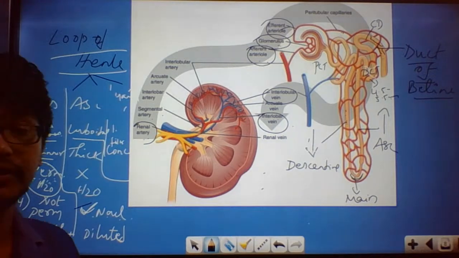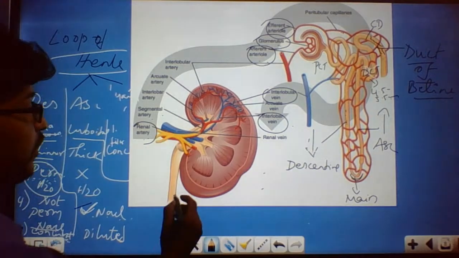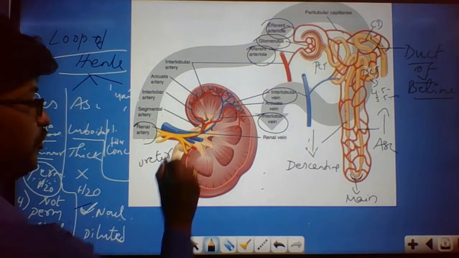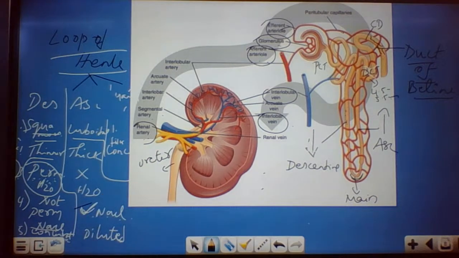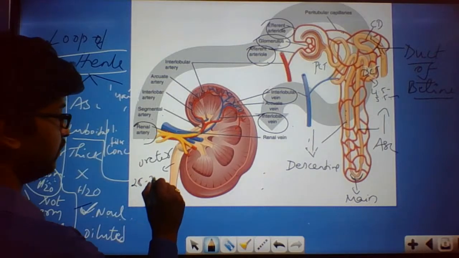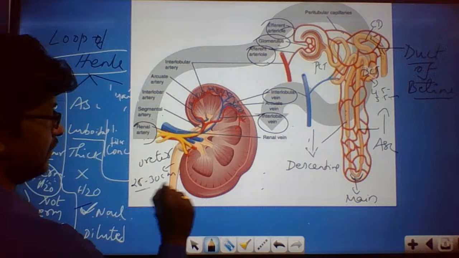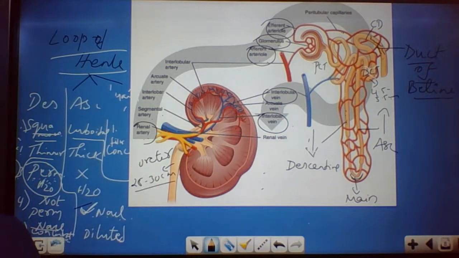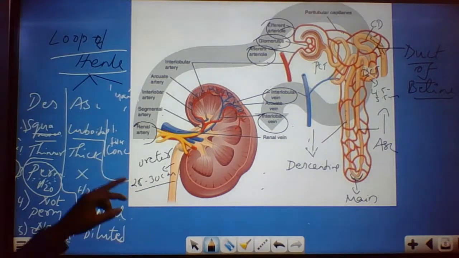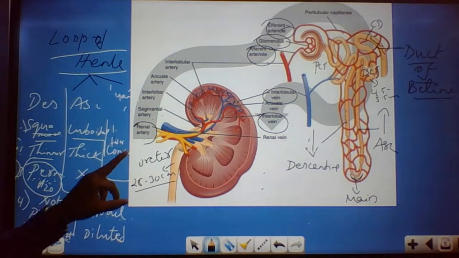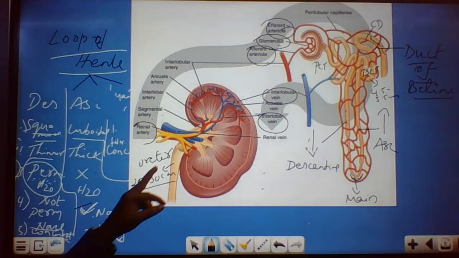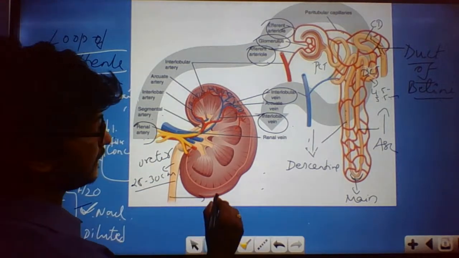Ureter. Sometimes they will ask questions like, what is the size of the ureter? The size of the ureter is 25 to 30 centimeter. The ureter joins with the bladder. So the ureter is 25 to 30 centimeter long and 3 mm in diameter.